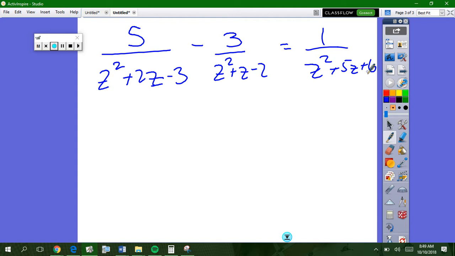Okay, what's our first thing? Get a common denominator, so therefore I need to factor like a tractor. Me and factoring are best friends.